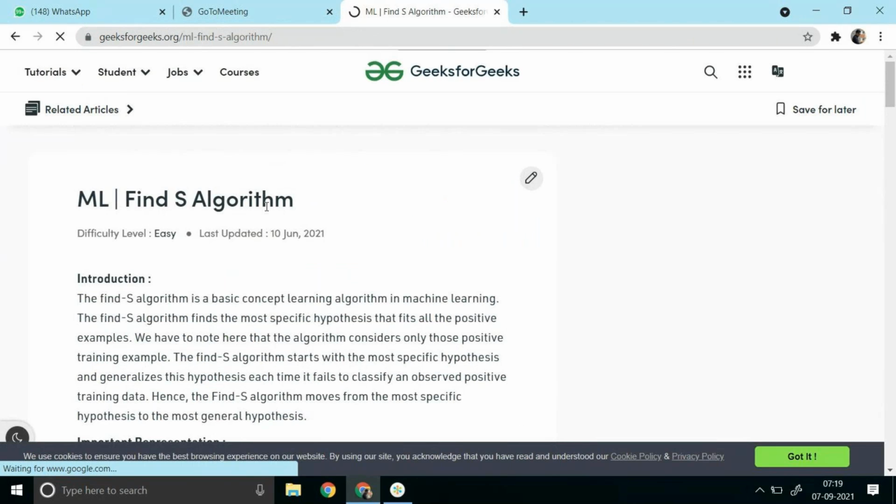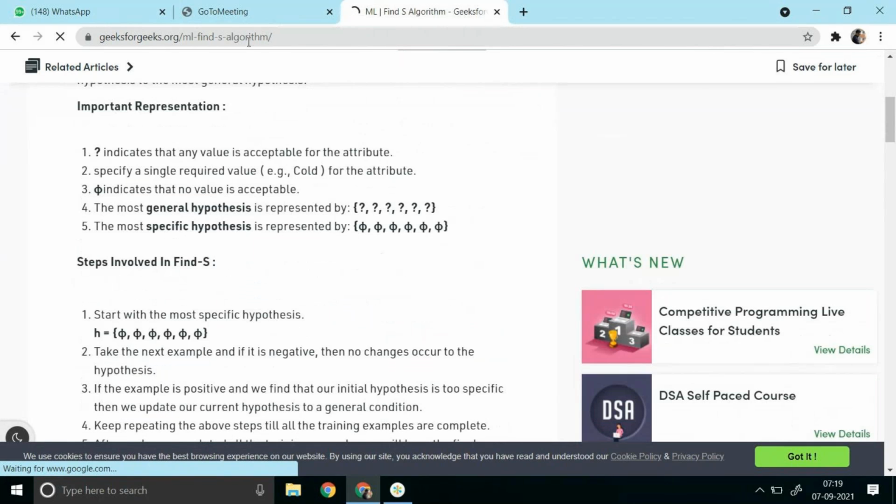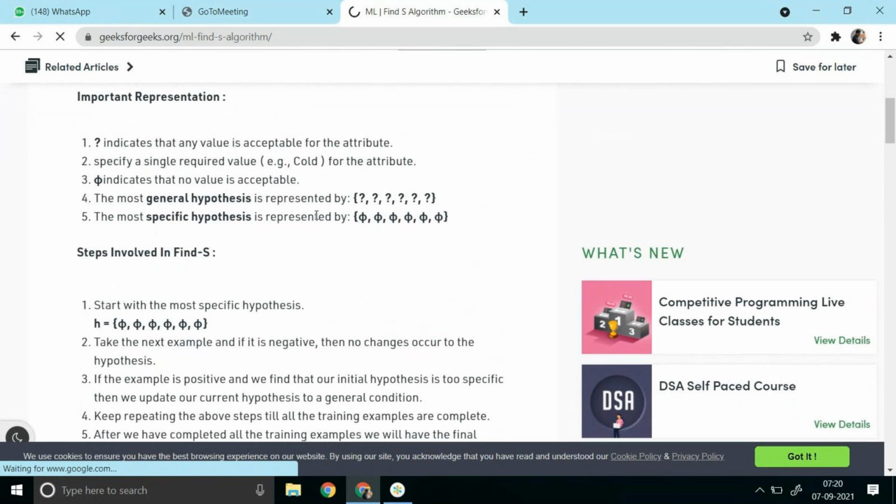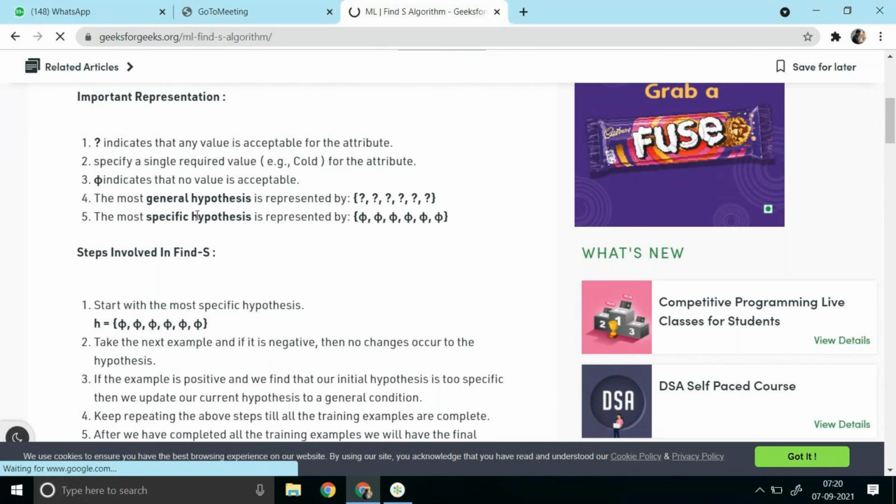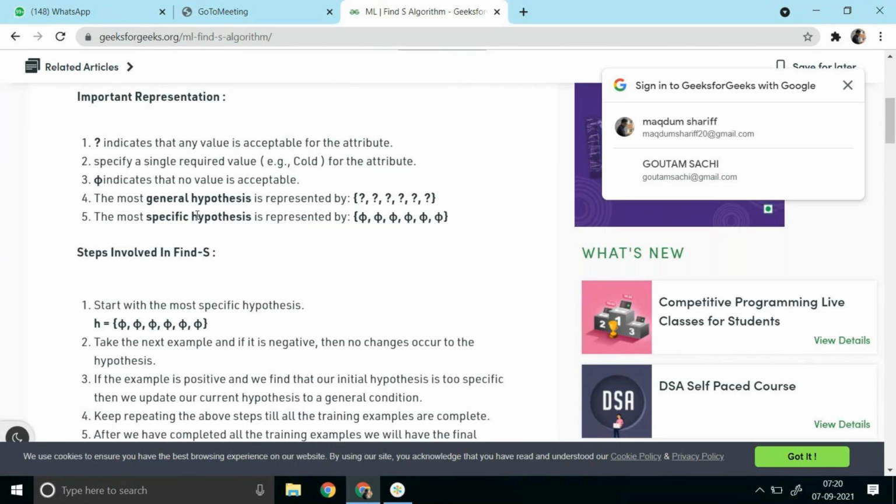See here, for the general hypothesis, we represent it by a question mark, and for the specific hypothesis, we represent it by phi. And this algorithm is applicable only for positive examples, not for the negative. Remember that condition.